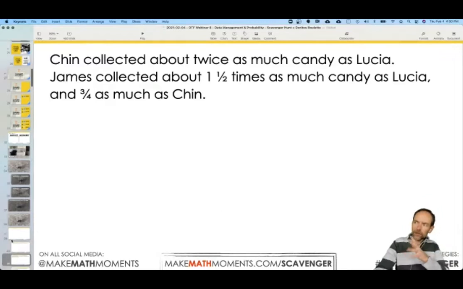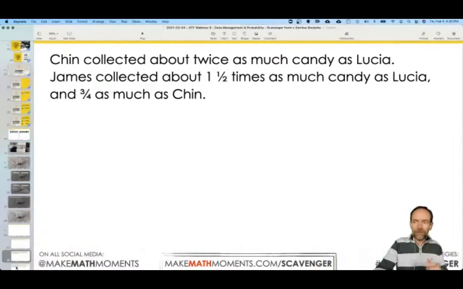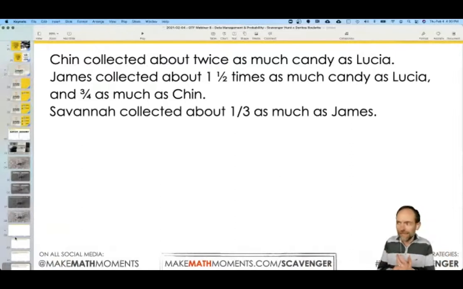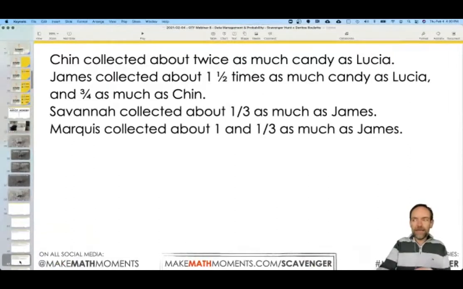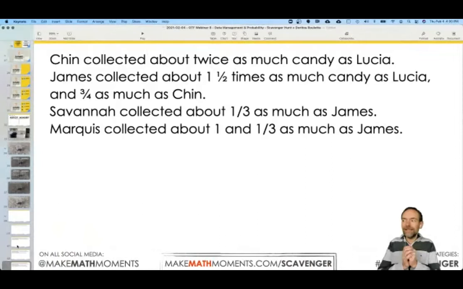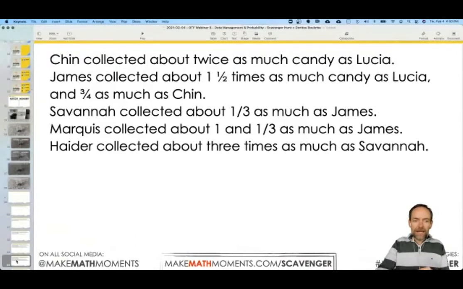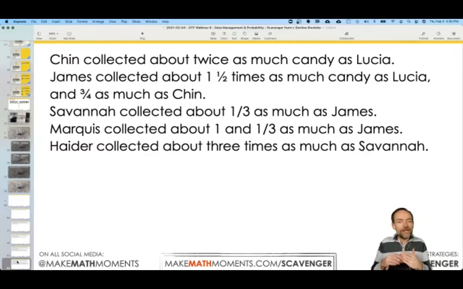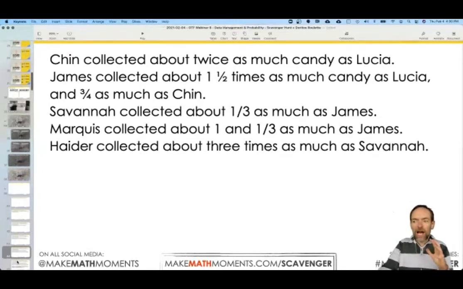All right, so we've got a little bit of information here. I do have a little bit more information. Savannah, another friend, collected about 1/3 as much candy as James. Yikes. And I think this is my last friend. Marquis collected about 1 1/3 as much candy as James. Last friend, Hader collected about 3 times as much as Savannah did. Interesting. Okay, so we've got a lot of action going on here.